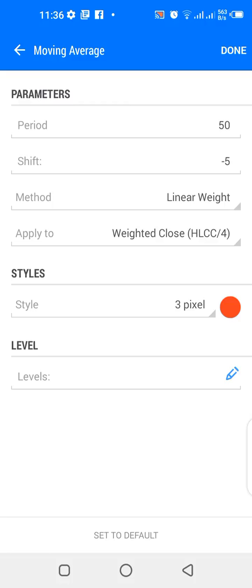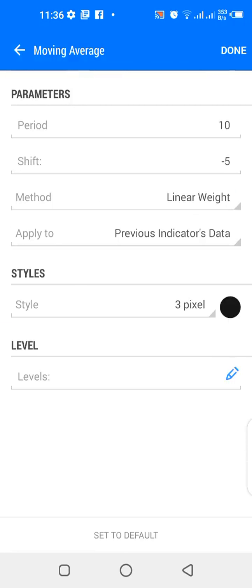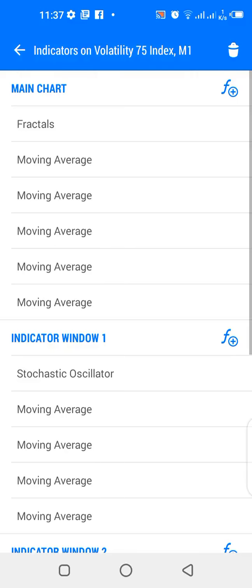We have 4 moving averages. The first one, period is 50. Shift is -5. Method is linear weighted. Apply to weighted close. Color is red. Now the second moving average, we have period is 10. Shift is -5. Method is linear weighted. Apply to previous indicator's data. And the color is black.